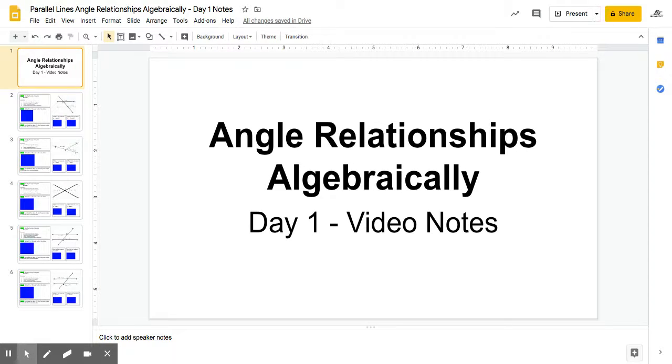Hey 7X, today you are going to be solving for angle measures algebraically, which means you're going to have to create and solve an algebraic equation, just like we did with complementary and supplementary and vertical angles. But now you're going to really need to know the definitions of alternate interior, alternate exterior, corresponding angles, vertical angles, and supplementary angles, because those definitions are going to help you create your algebraic equation.